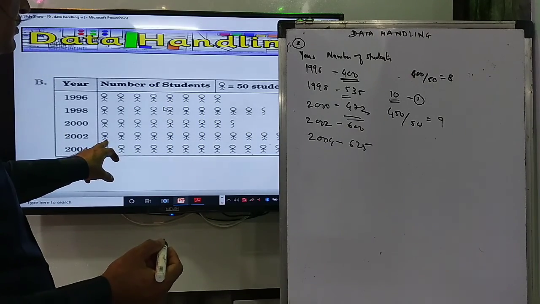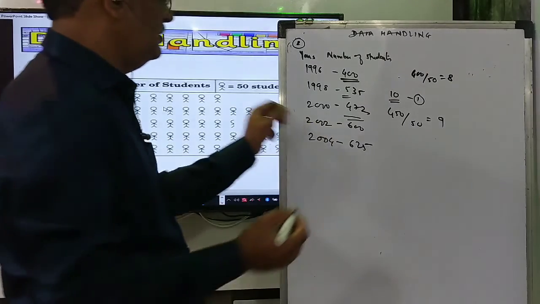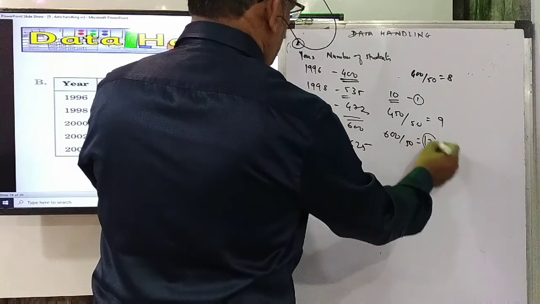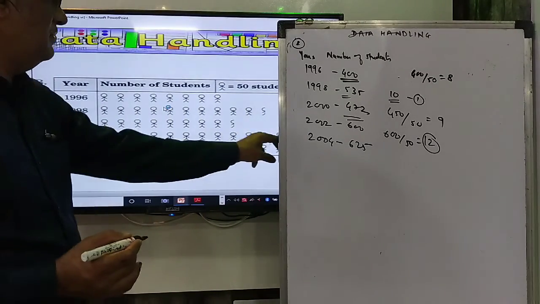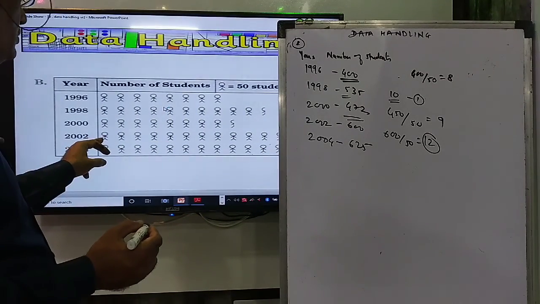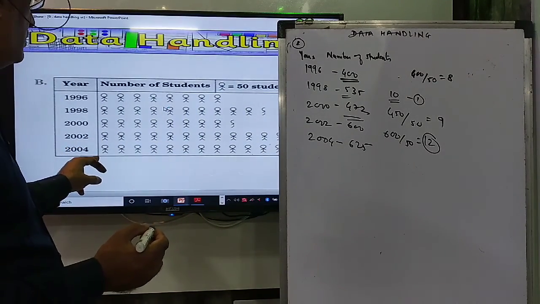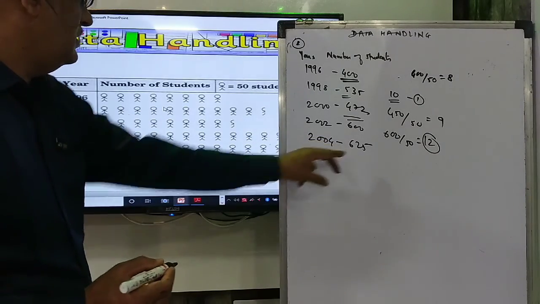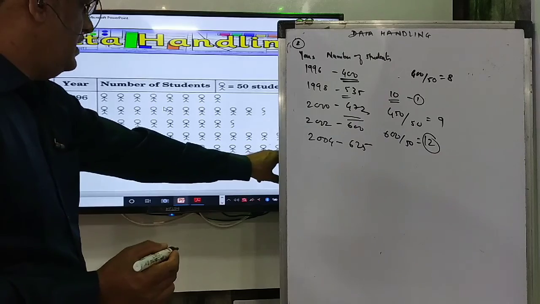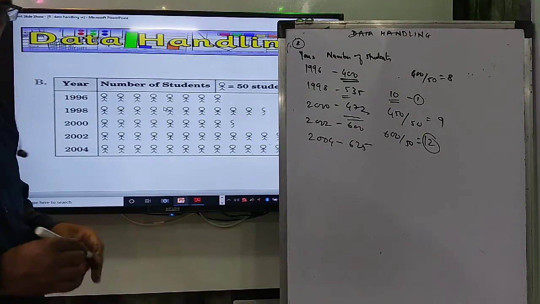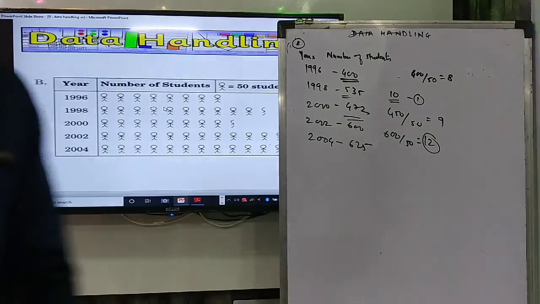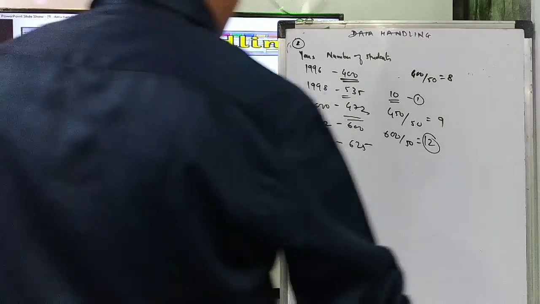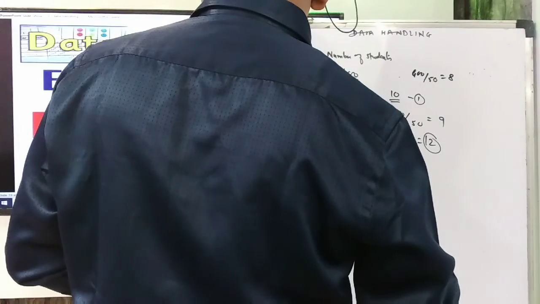Now in 2002 there are 600. 600 divided by 50 means 12 symbols are there. So these 12 symbols represent the 600 students. And in 2004, how many students are there? 625. So 600 is represented by 12 symbols, and the additional 25 is represented by a half or quarter symbol. So this is how to represent it if one symbol represents 50 students.